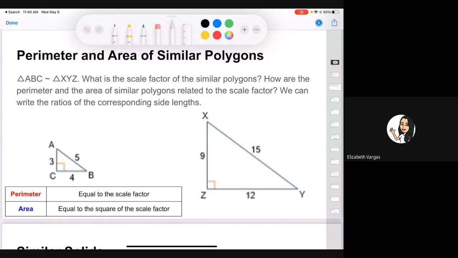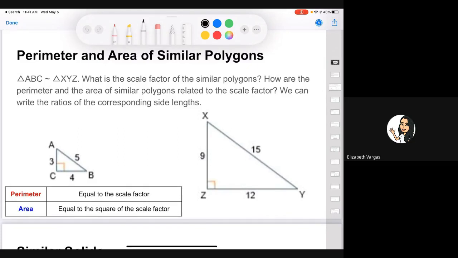So it says triangle ABC is congruent to triangle XYZ. What is the scale factor of the similar polygons? How are the perimeter and the area of the similar polygons related to the scale factor? Can we write the ratios of the corresponding side lengths? So basically, in order to find the scale factor, that's the first thing we're going to work with. We know that these two are similar. They may not be congruent, but they're similar. And given that information, we're able to compare the different side lengths.